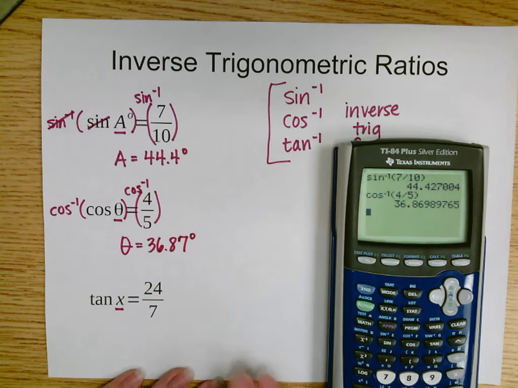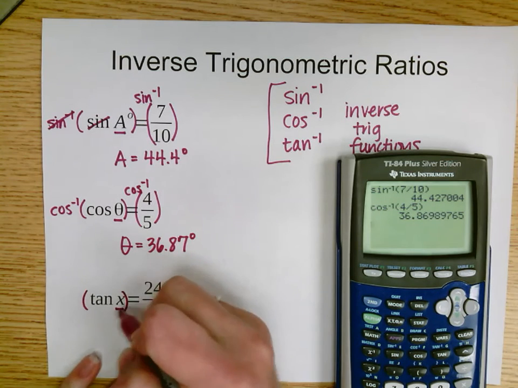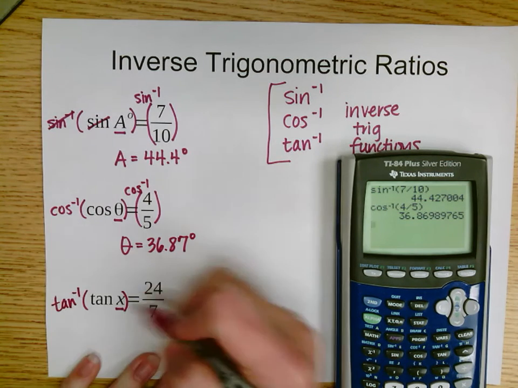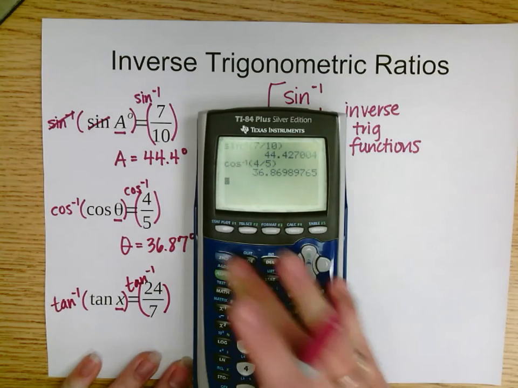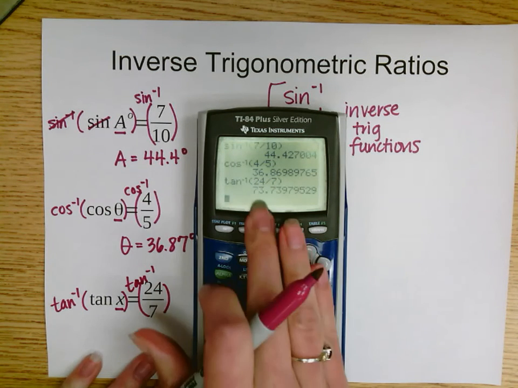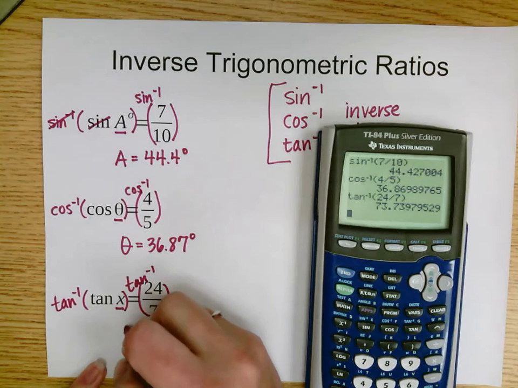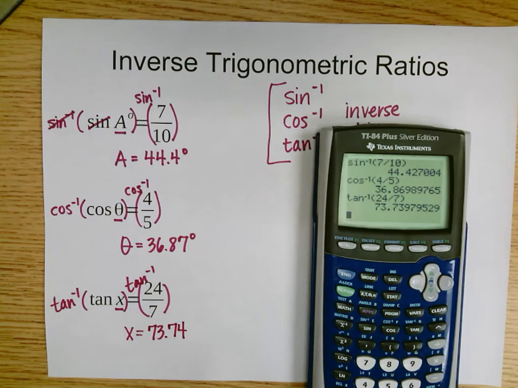Alright, so I want you to try tangent by yourself, see if you can get the hang of it, and see if you can figure out what x is. Pause the video and figure out what x is here. Alright, so hopefully you used tangent inverse on both sides. So second tangent, 24 divided by 7. I get 73.74. So x equals 73.74.